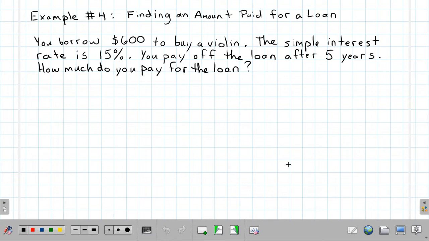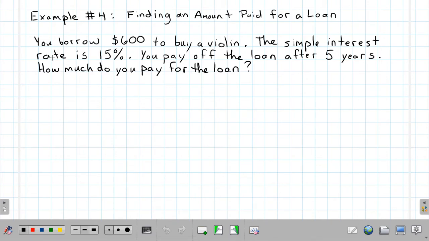All right. Let's go on to the next example. So we got 2 more examples to go here, okay, and then we'll be done with this section. So example 4, finding an amount paid for a loan. This kind of actually goes back to what we did in example 1, except in this case we're having a loan instead of a savings account, okay.